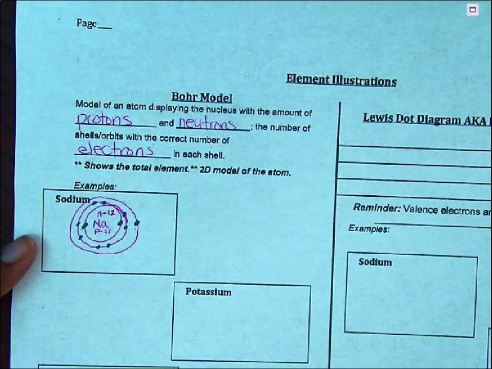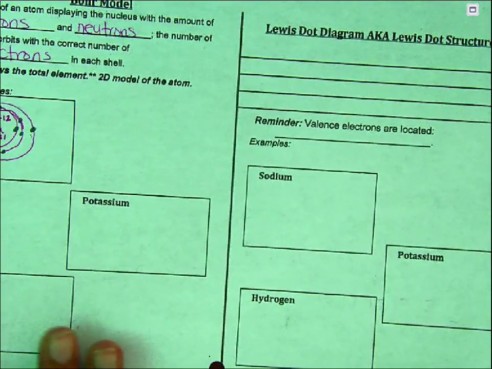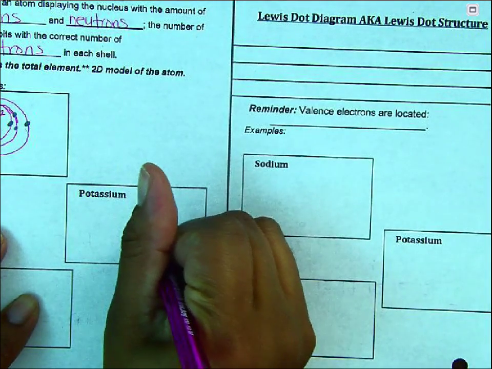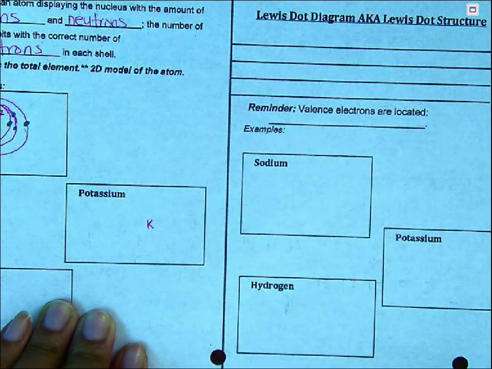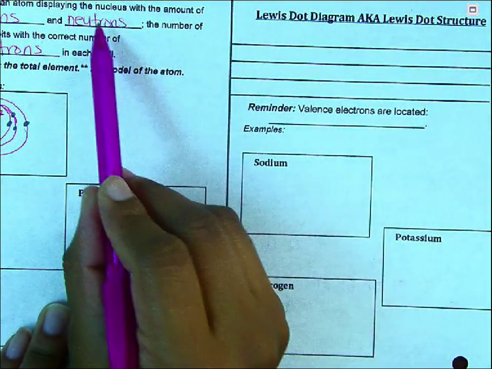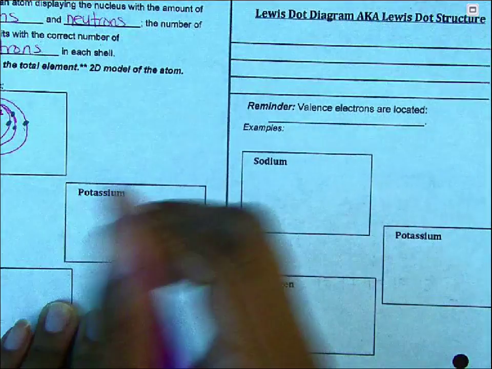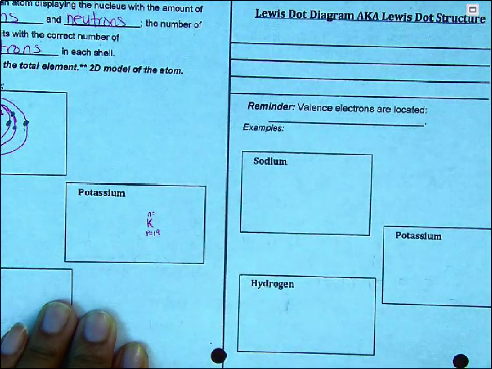Questions for that one? We'll do potassium together, and then I want you to do hydrogen by yourself. Raise your hand and tell me the element symbol for potassium. Justin? K. What do we need next? Disha? Not the atomic number. What does the atomic mass entail? Protons and neutrons. So we need to actually put the nucleus. So how many protons does it have? 19. How many neutrons? 20.